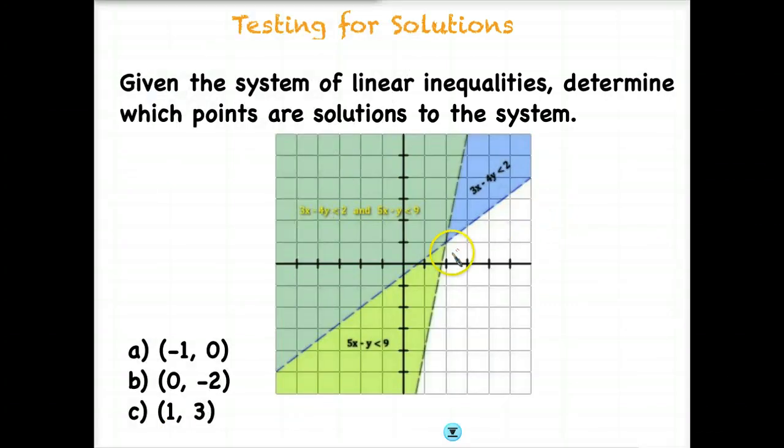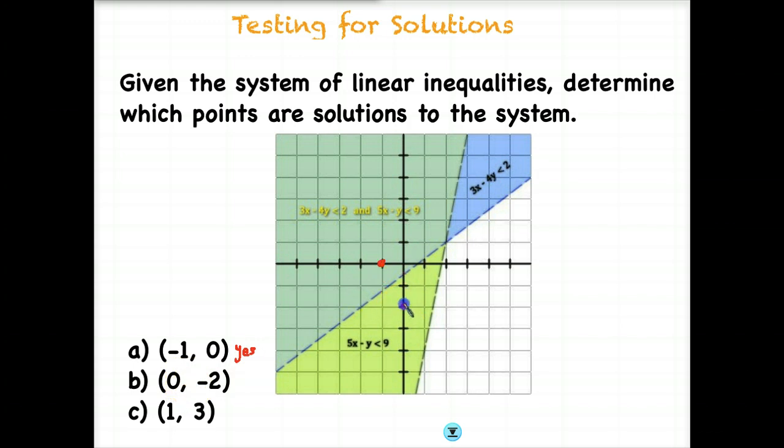Okay, let's look at another one. So let's go ahead and find this point, -1, 0. So -1, 0 is here, and that falls into our commonly shaded area, which is this green color. So this is a yes, meaning that this point, if we plugged it into this equation or this equation, we would get true statements.